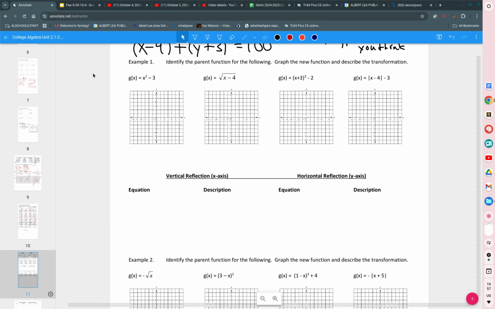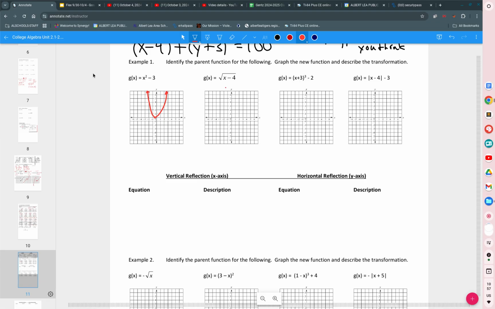So what we want to be able to do is look at a graph like x squared minus 3 and say, hey, I know that makes the shape of a parabola. That's the parent function. And then what happens from there is we shift it. Is the minus 3 on the outside or the inside? It's on the outside. This would be an example of on the inside.